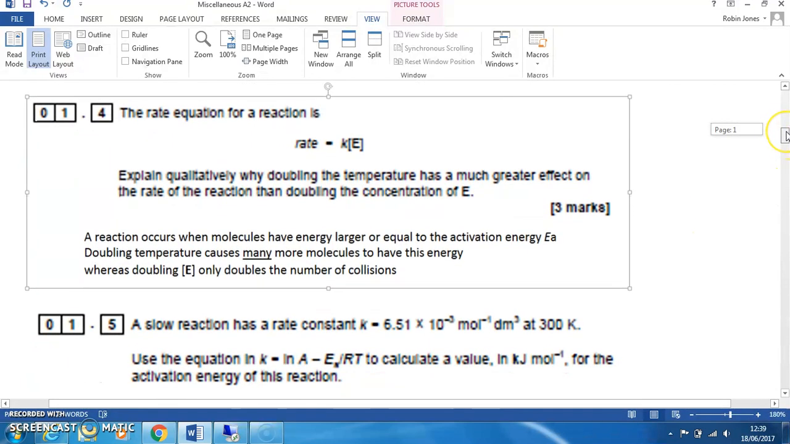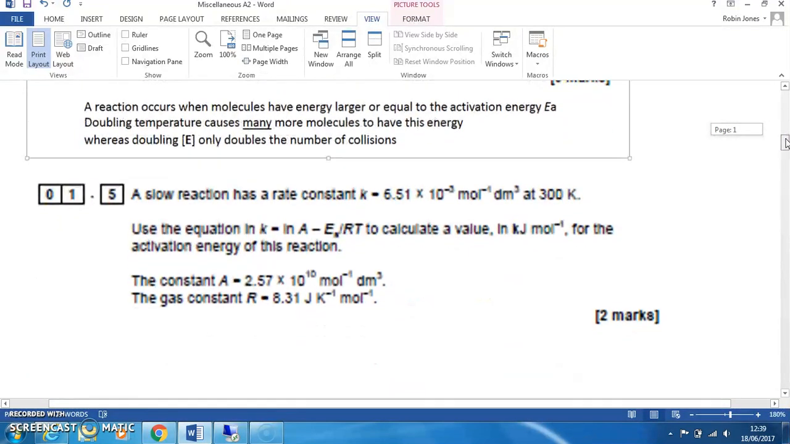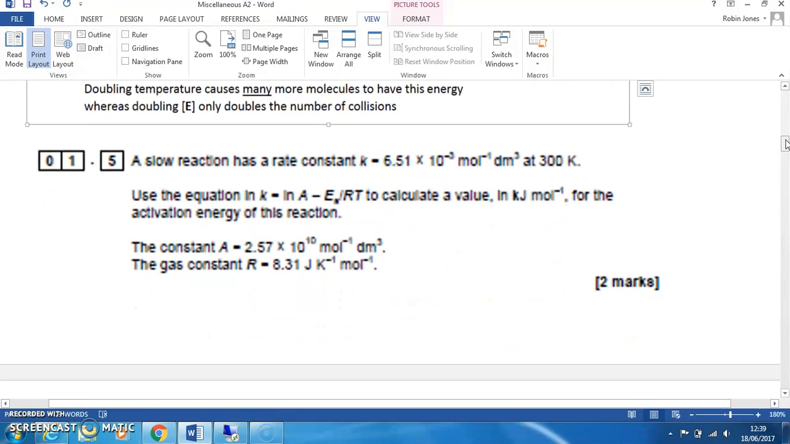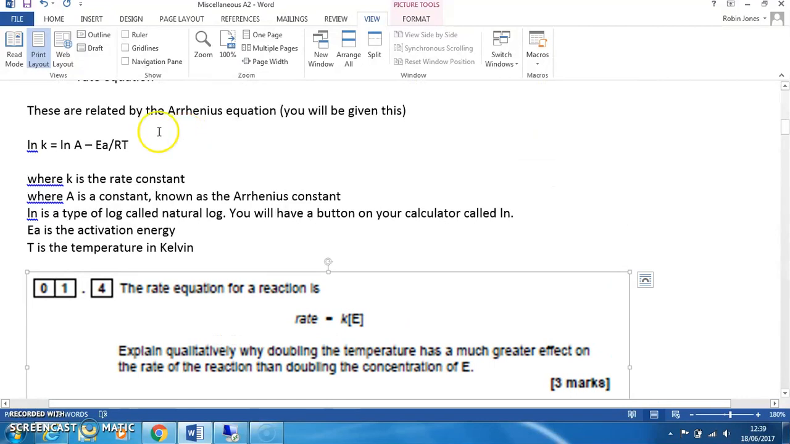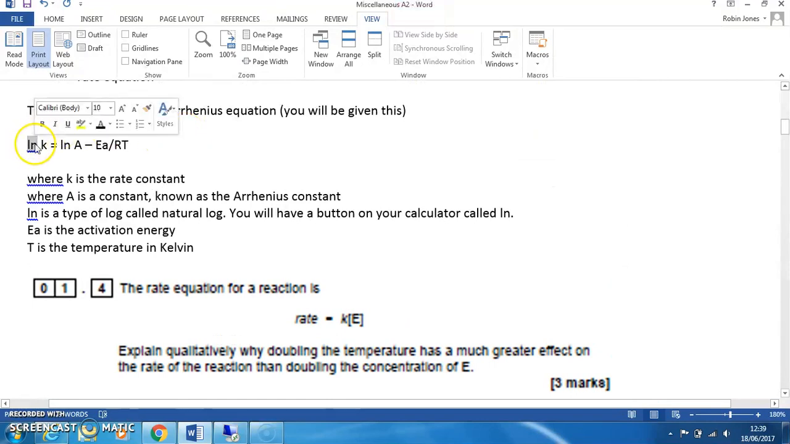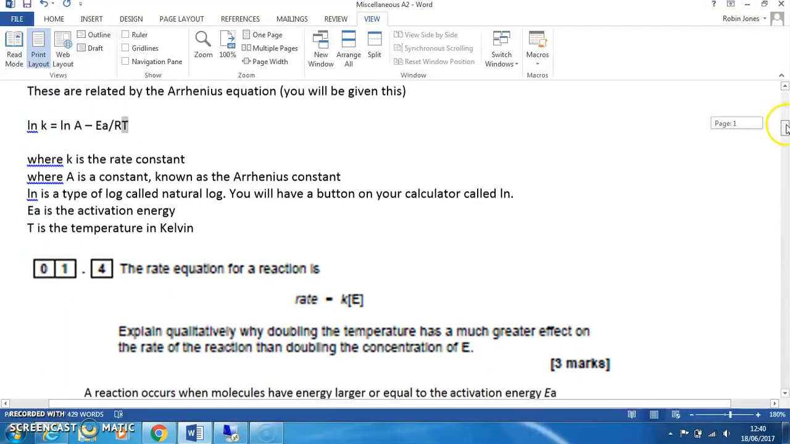Increased concentration means there's more collisions. Here we have the Arrhenius equation. To go back to this one: the natural log, ln on your calculator, of the rate constant equals ln of the Arrhenius number, activation energy, gas constant, temperature in Kelvin. You'll be given all that, and you'll be given some numbers to plug in.